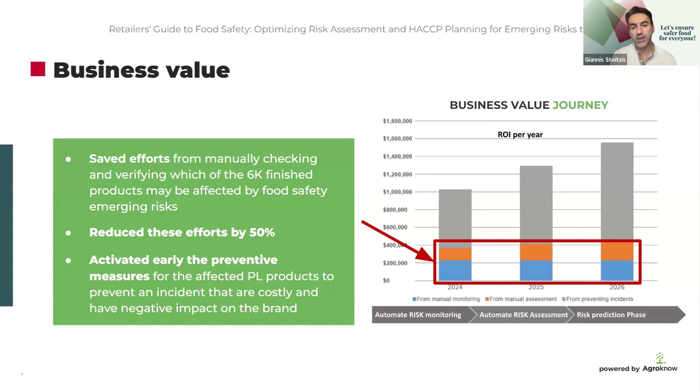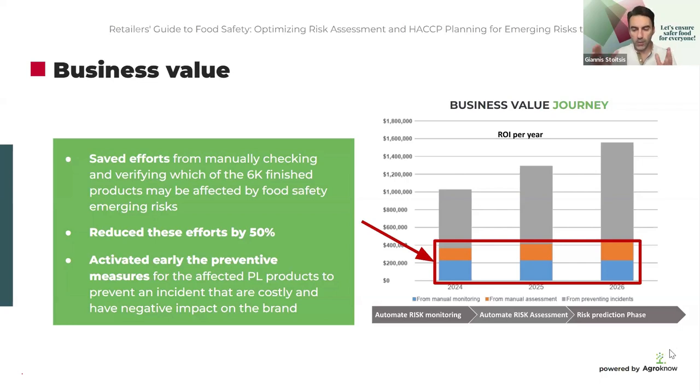We see that our clients managed to reduce these efforts by 50% compared to the previous practice that they had to monitor and to identify which PL products are affected, or could be affected. And the other dimension that we have in the business value is that our client can activate early the preventive measures for the affected PL products, so they can prevent an incident that is costly, but also such incidents have negative impact on the brand and on their reputation.